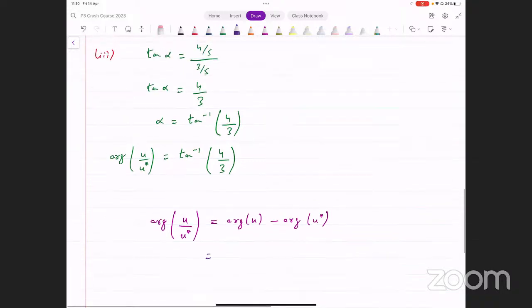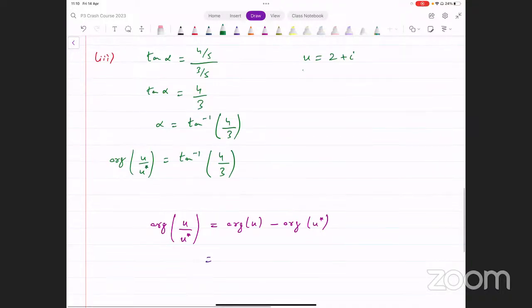Now, do we have those two numbers? We know what u is. u is 2 plus iota. We can find its argument. It's the first quadrant, so the argument is going to be positive. Tan alpha equals 1 over 2. Alpha equals tan inverse of 1 over 2 for this. Now, since it's in the first quadrant, we can say the argument of u, therefore, is also just tan inverse of 1 over 2.